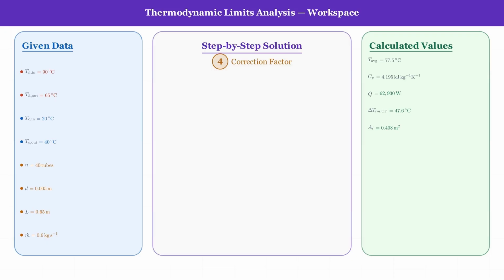F is determined from two dimensionless parameters. As shown on screen, P is the thermal effectiveness of the cold stream, the ratio of the cold side temperature rise to the maximum temperature difference available between the two inlets.